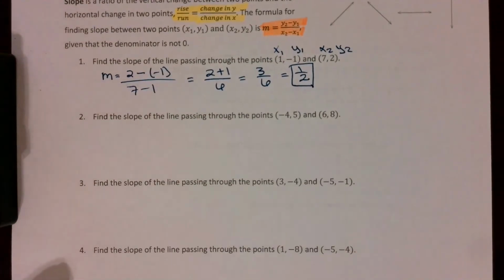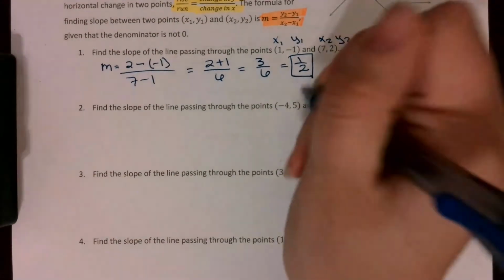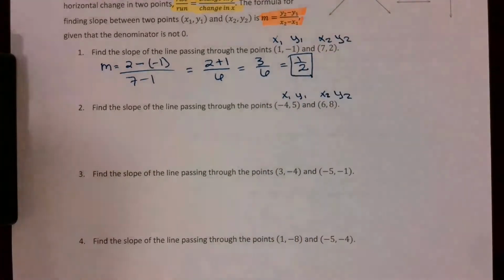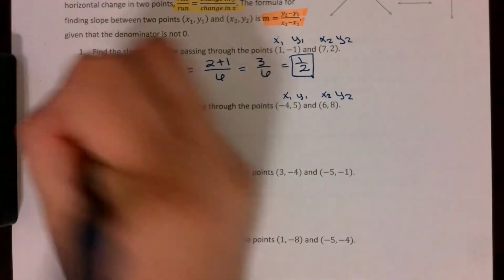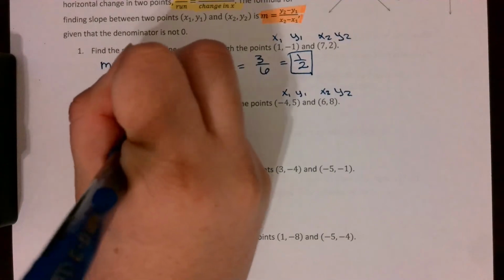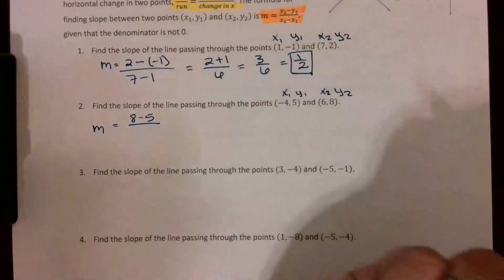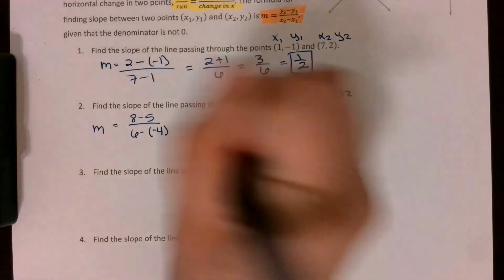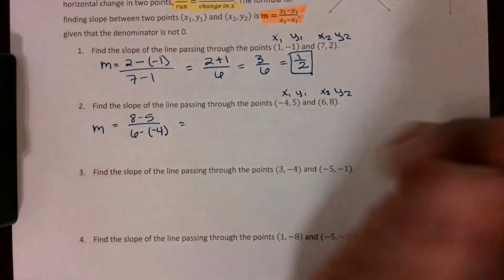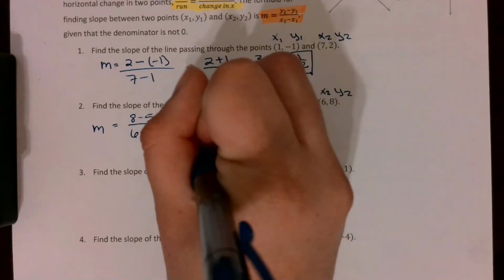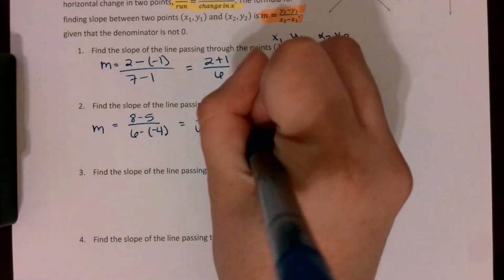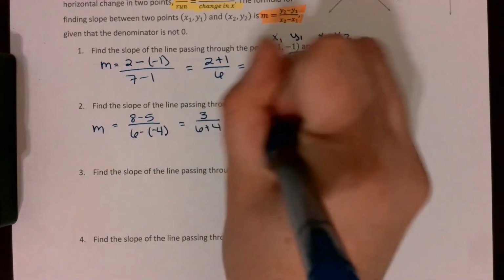Okay. On number 2, same thing. So this is going to be my x1, y1, x2, y2. Then I plug into the formula, so I'm going to have 8 minus 5 over 6 minus -4, which is going to give me 3 on the top, 6 plus 4 on the bottom. I'm going to have 3 on the top and 10 on the bottom.